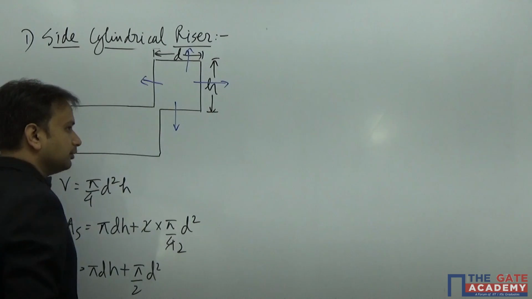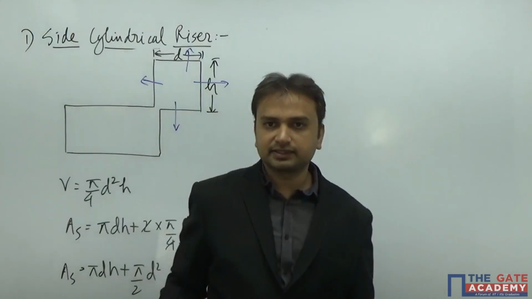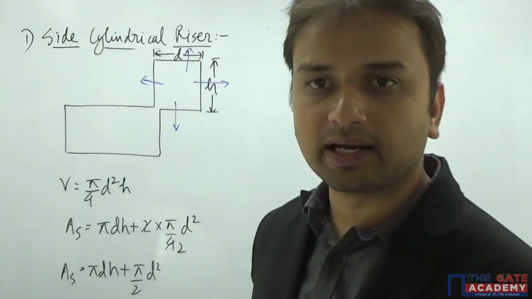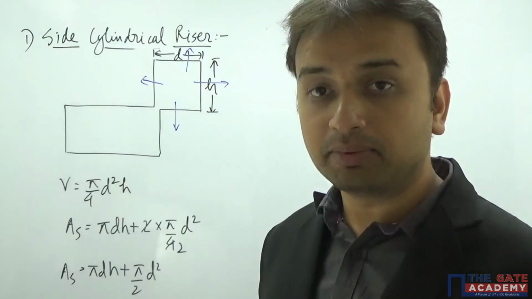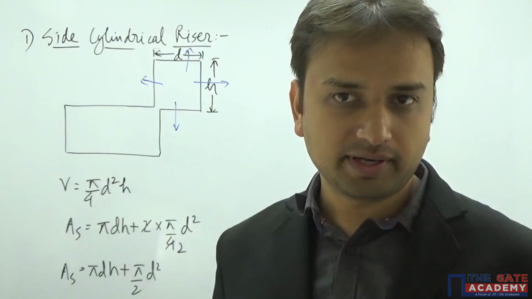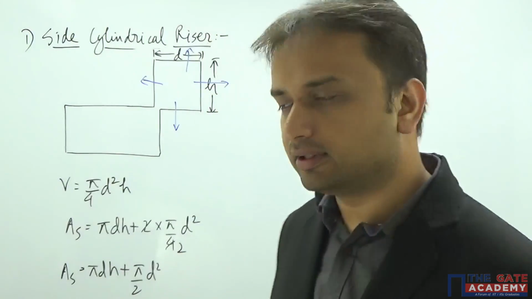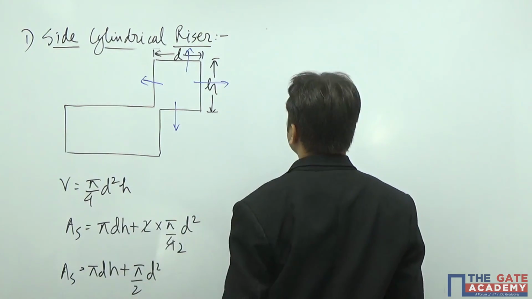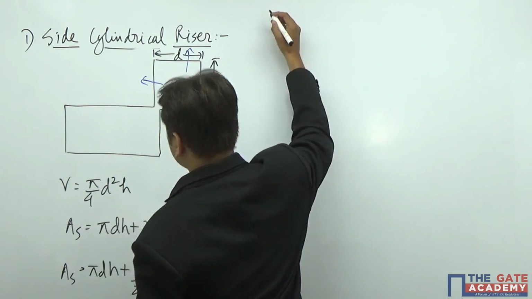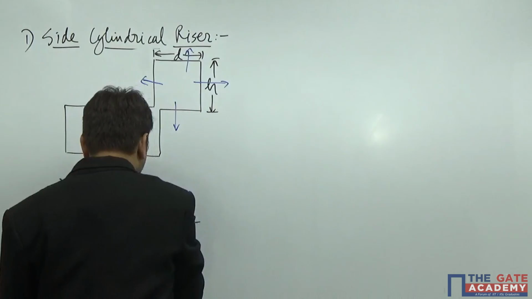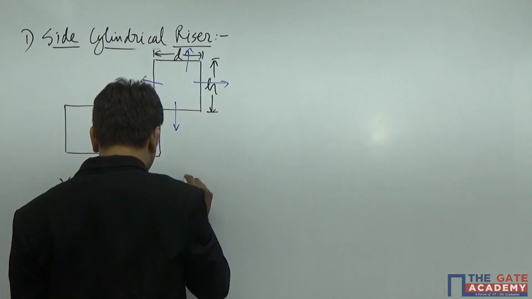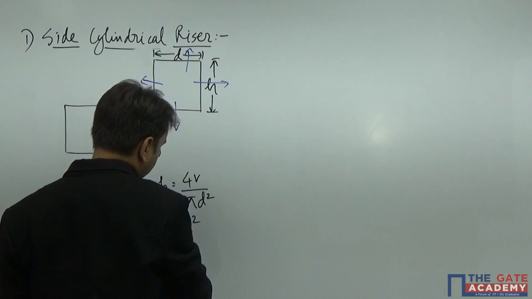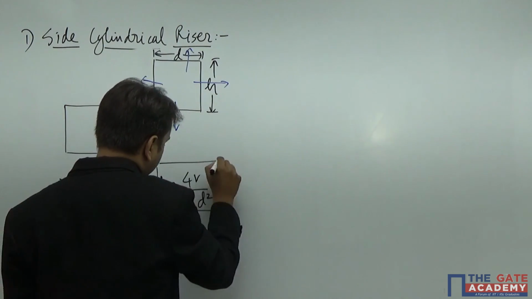Fine. Now, can we differentiate this equation directly? No, we cannot. Why? Because there are two variables, one is diameter and the other is height, right? So we have to change this. We have to replace the height from here: h is equal to 4V by pi d square.